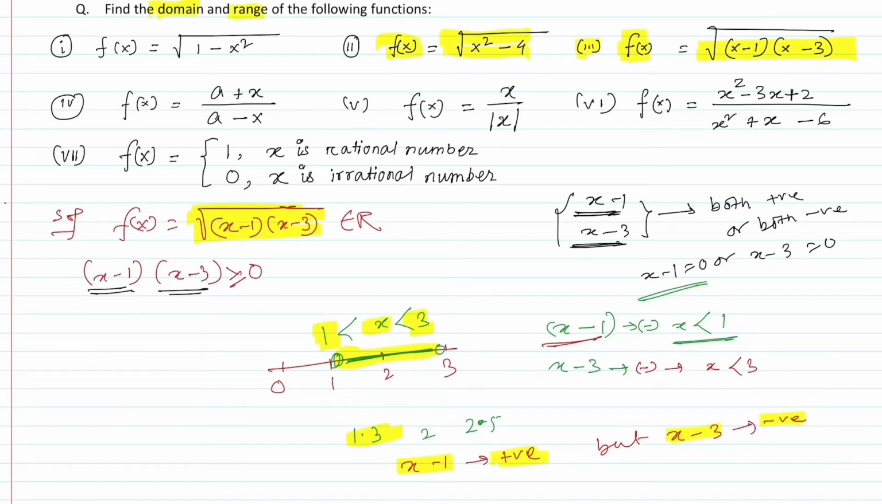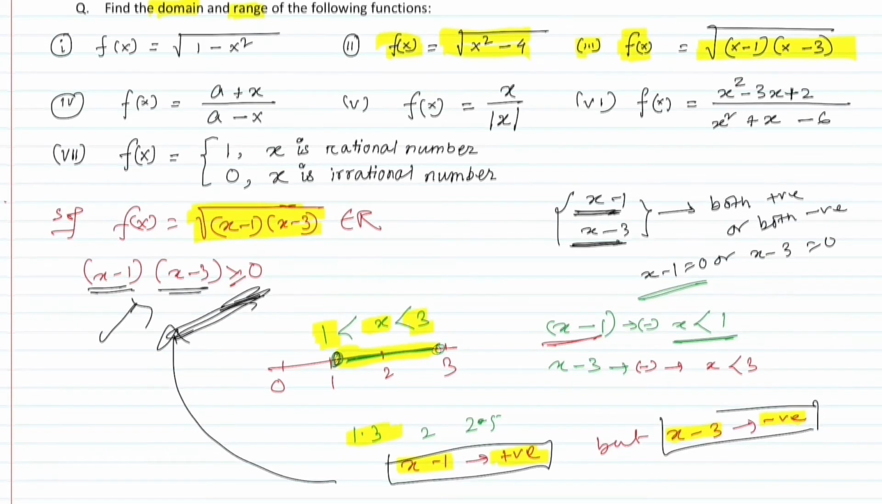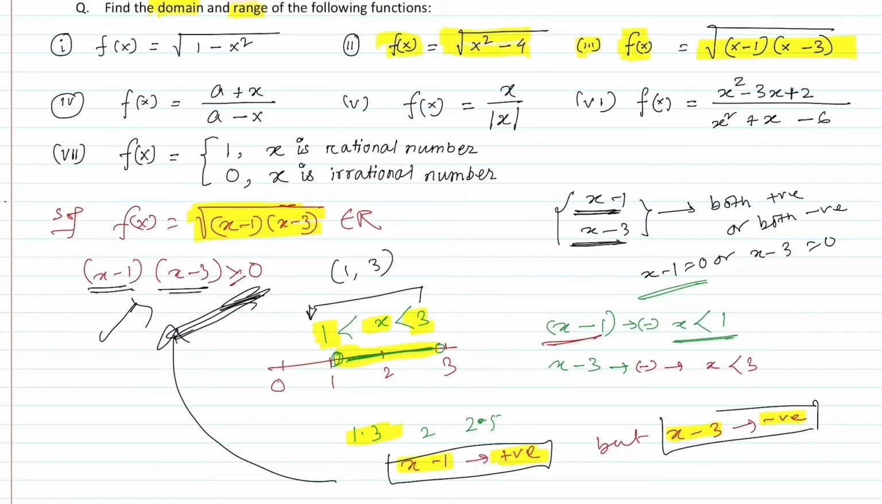If one of them is positive and the other is negative, then the product cannot be greater than or equal to 0. That's why we cannot take the values of x between 1 and 3. So the set of numbers represented by this open interval 1 to 3 cannot be the value of x in this case.